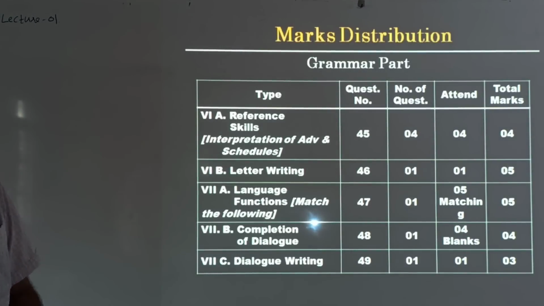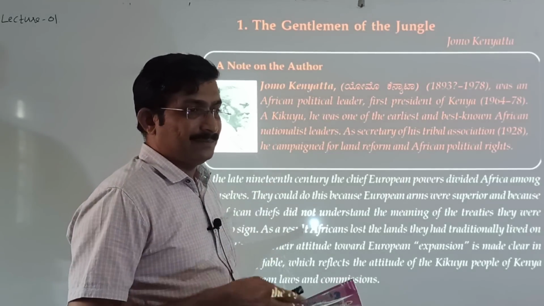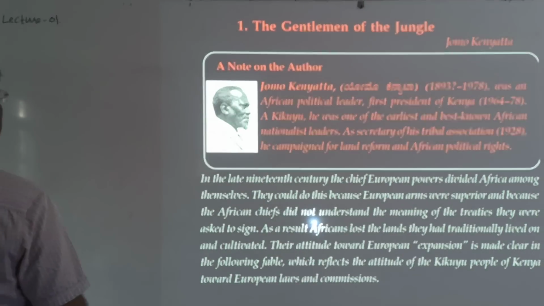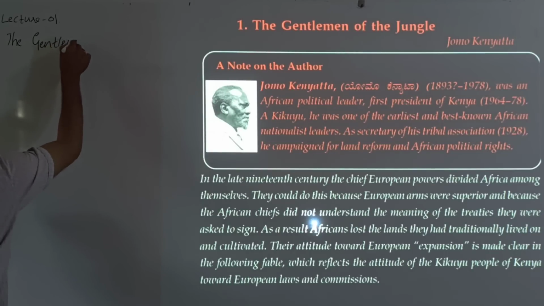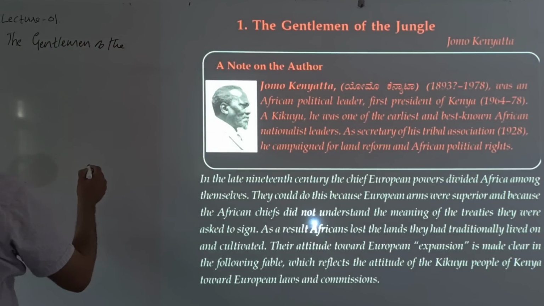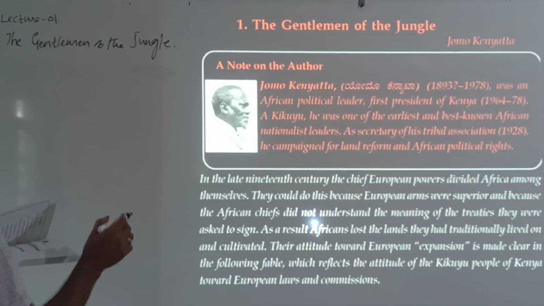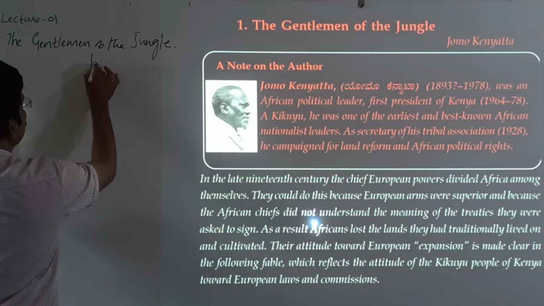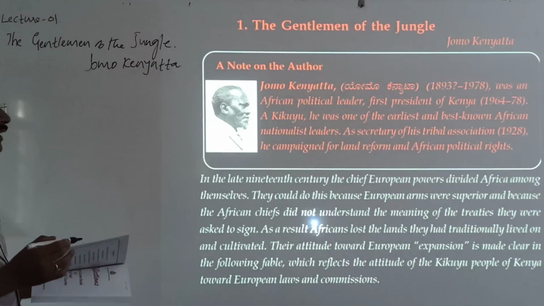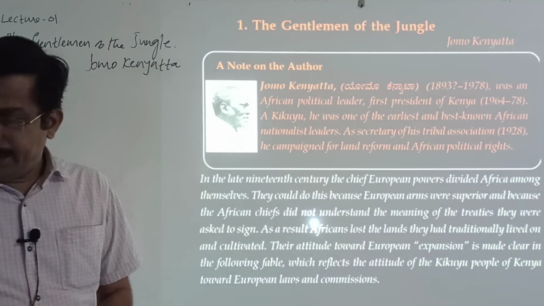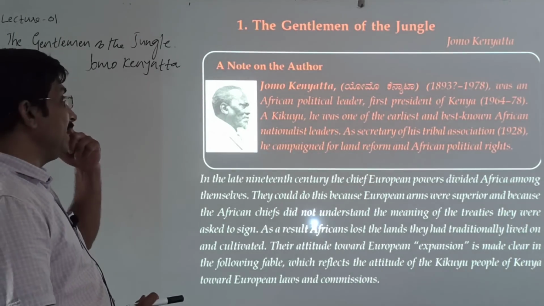So text, that is the Reflections, and we'll move to the first lesson, that is The Gentleman of the Jungle. Topic title is The Gentleman of the Jungle, written by Jomo Kenyatta, an African writer.